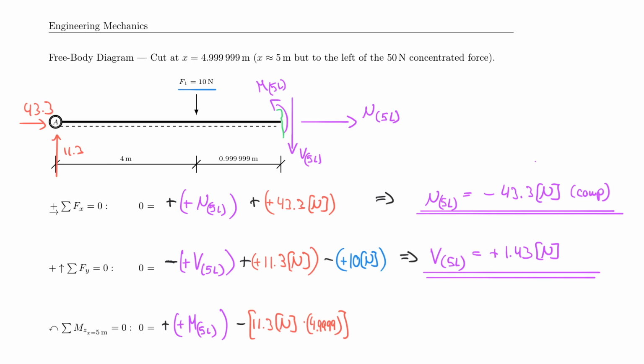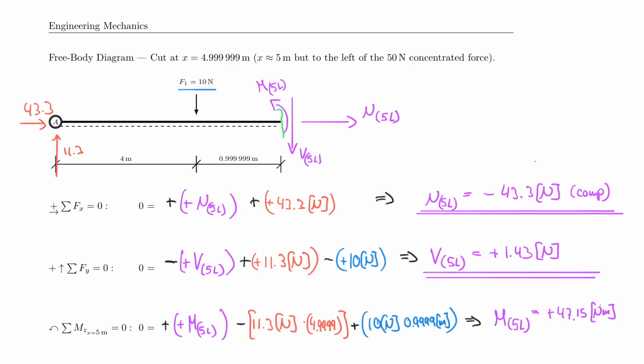Now we also have to consider the 10 Newton in this case. So 10 Newton multiplied by 0.9999999 meters. And that also needs a rotational sense. In this case, it rotates about this point, which then means counterclockwise rotation. Therefore, it's positive. And now I can solve for my moment at 5 to the left, which comes out to be equal to plus 47.15 Newton meter.